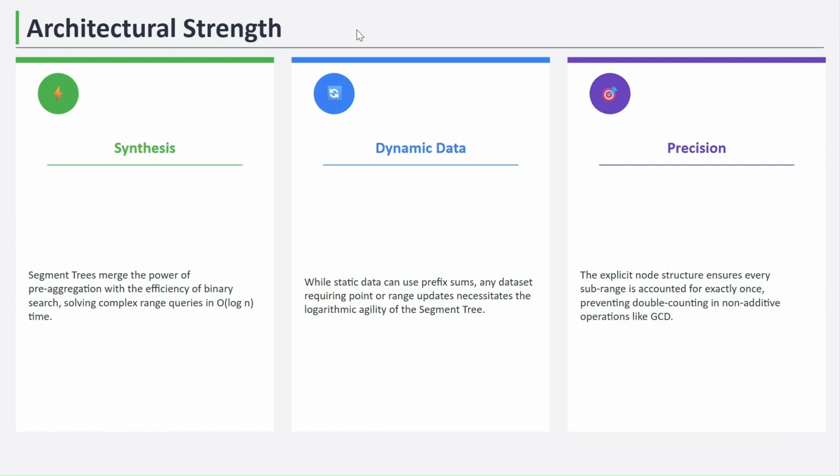So, where does this speed actually come from? It relies on 3 pillars. The first one is synthesis, merging pre-aggregated data with binary search for logarithmic queries. The second one is dynamic data agility. Unlike a simple prefix array, it handles constant updates without breaking down. And the third one is precision. Its explicit nodes guarantee every subrange is counted exactly once, preventing double counting in non-additive math.